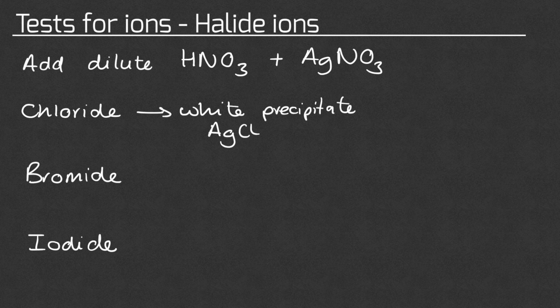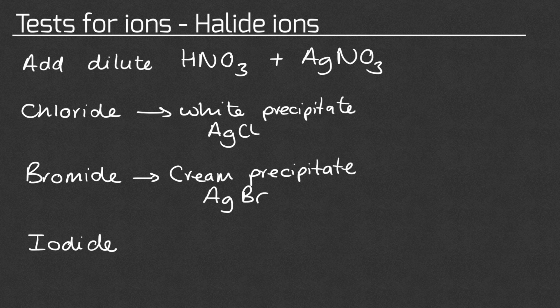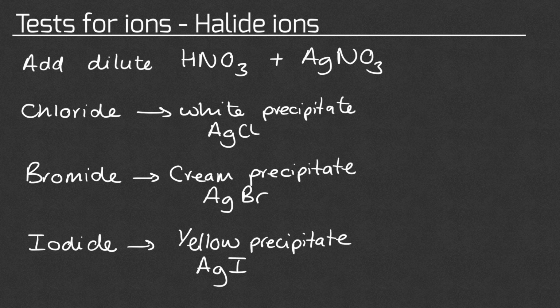Chloride ions will form a white precipitate of silver chloride. Bromide ions will form a cream precipitate of silver bromide. And iodide ions will form a yellow precipitate of silver iodide. You can remember it as the colour getting slightly more murky as you go down. So we start off with white, then cream, then yellow. It can be quite hard to tell these colours apart though, so in order to make sure we know which precipitate we've formed, we then add ammonia.